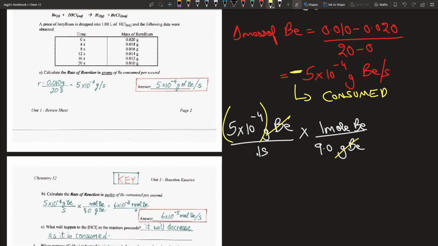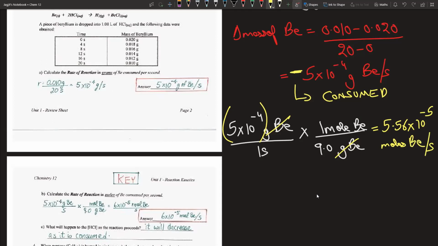Then you will take 5 times 10 to the power minus 4. Make sure you put a bracket around it. 5 times 10 to the power minus 4, and then you just divide it by 9. It will give you 5.56 times 10 to the power minus 5. And now it's expressed in moles of Be per second.